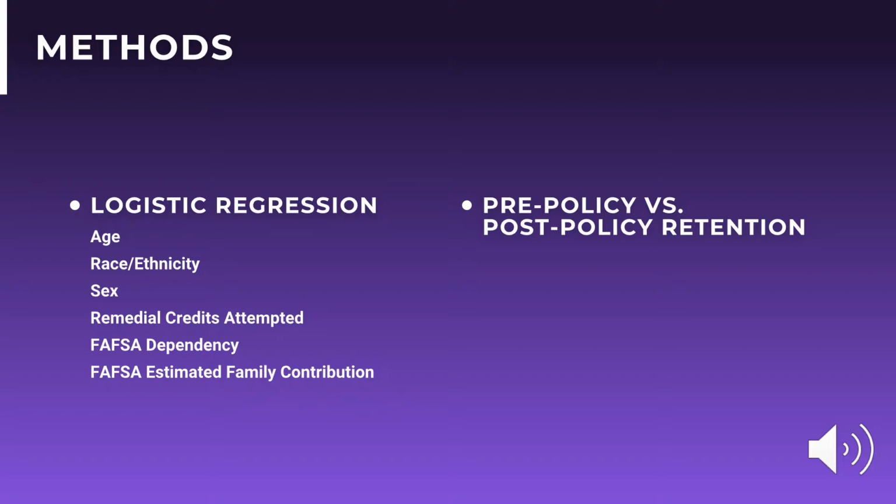The research method employed was quantitative, with a correlational research design as implemented through logistic regression analysis. Logistic regression was used to determine the strength of the relationship between the dependent variable, which was semester-to-semester retention, and specific independent variables including age, race and ethnicity, sex, number of remedial mathematics and English credits attempted, dependency according to the FAFSA, and the estimated family contribution, or EFC, from the FAFSA. The overall retention rate of the pre-policy change cohort was also compared to the overall retention rate of the post-policy change cohort.